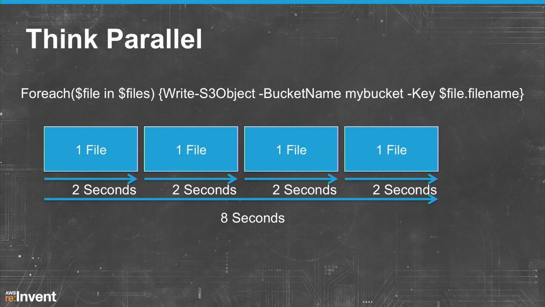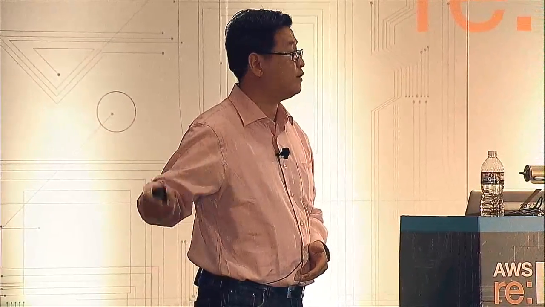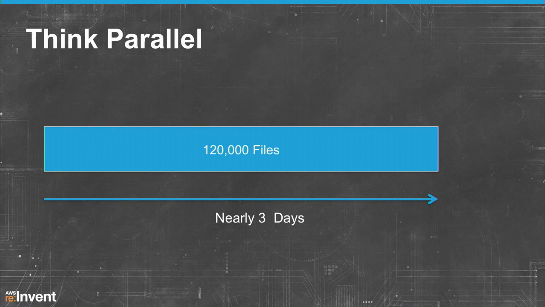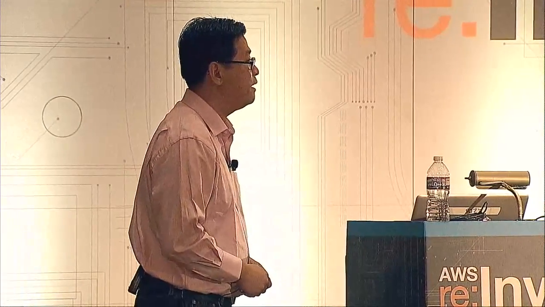If he has four files, he can put them into a loop and sequentially schedule these files. If each file takes about 2 seconds, that means he can complete the upload in 8 seconds, because he has to do it in sequential order. But Bob works for an enterprise, right? He doesn't have just one database. He has many, many files. What if he has 120,000 files? It's going to take nearly 3 days to upload based on the current process, right?